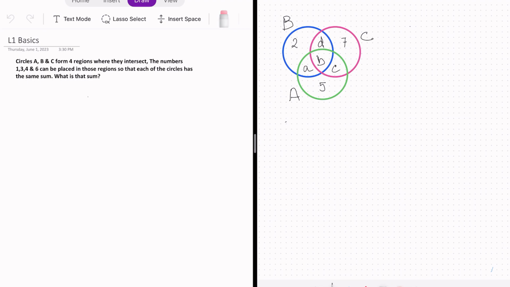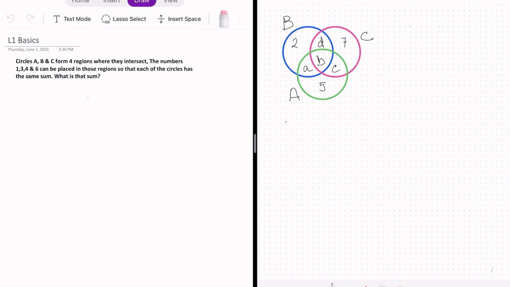So I've drawn the figure with three circles in three different colors, A in green, B in blue, and C in pink. And I have marked the intersecting areas A, B, C, and D like I have shown in the chart here.